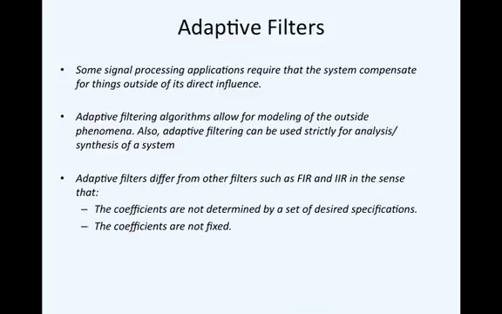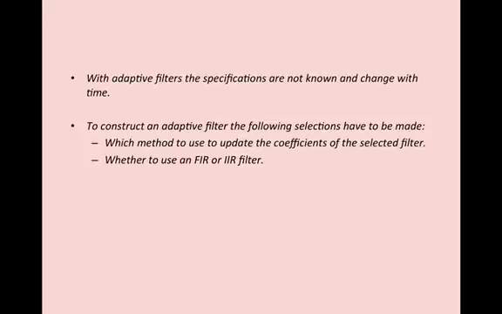Adaptive filters differ from other filters such as finite impulse response and infinite impulse response, FIR and IIR, in the sense that the coefficients are not determined by a set of desired specifications. The coefficients are not fixed, they are adapted. That is, with adaptive filters, the specifications are not known and they change with time.